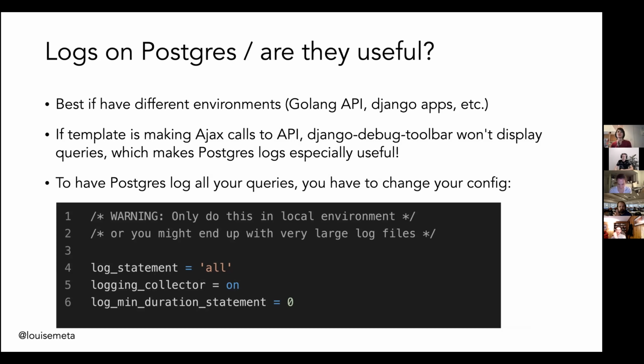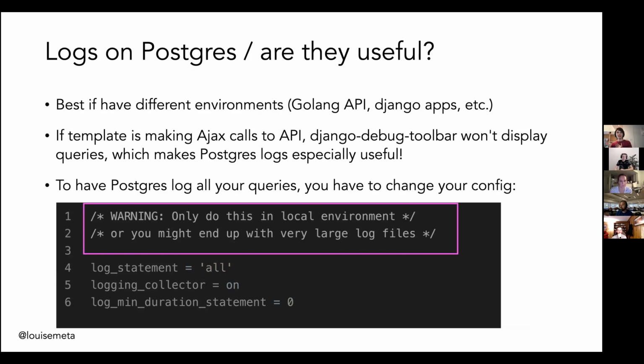So here is what you would change in your Postgres configuration to have your logs. You would put here log_statement equal all, logging_collector to on, and then the log_min_duration_statement to 0, meaning it will log anything taking more than 0 milliseconds, which is everything.